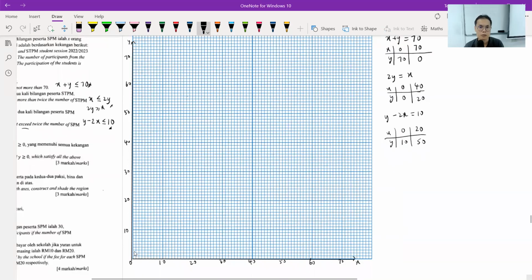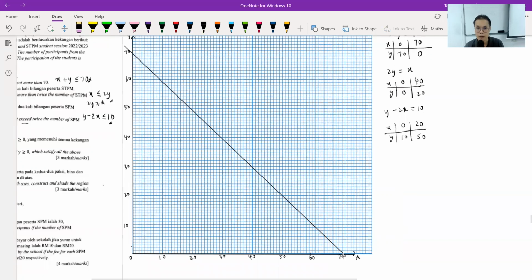Okay, maybe I can adjust a little bit. It's a bit off. Okay, so the next thing is we want to draw x plus y equals 70 first. X plus y equals 70 means it must pass through 70 on x, 70 on y. It's a line with a gradient of -1.